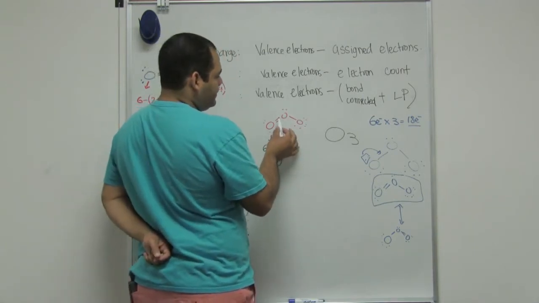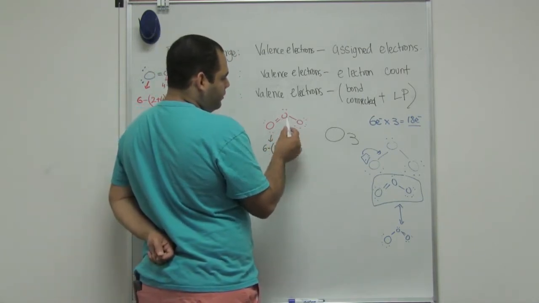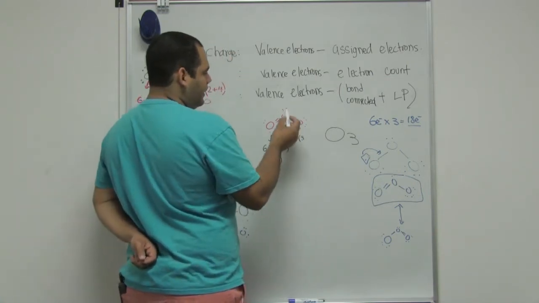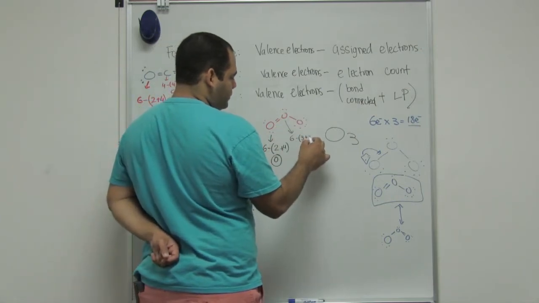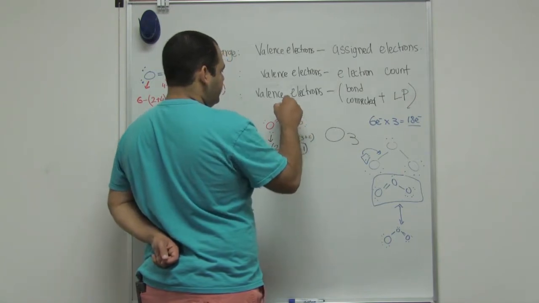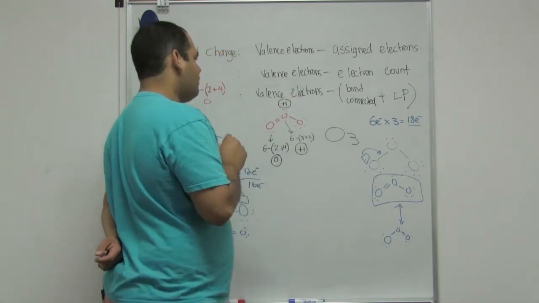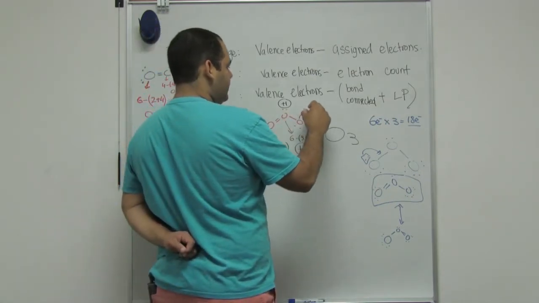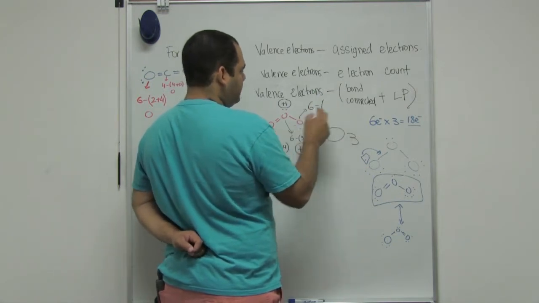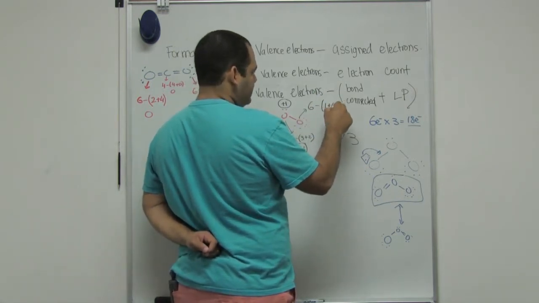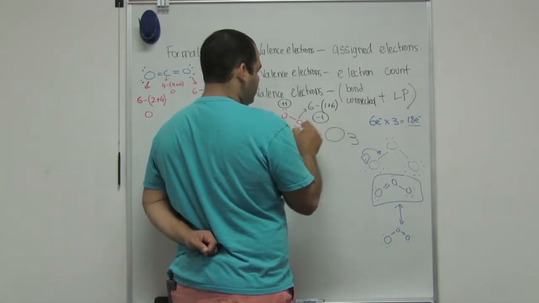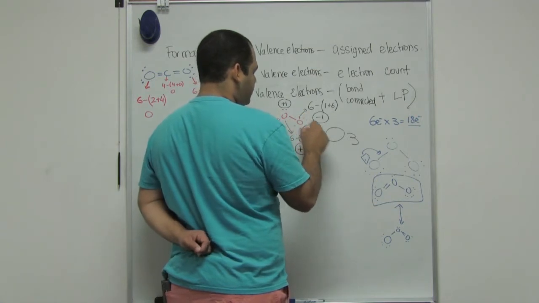This guy here has 3 connections. So 6 valence electrons, minus 3 connections, plus 2 electrons that are a lone pair. So I have a plus 1. This guy has a plus 1 formal charge. This guy here has 6 valence electrons minus 1 connection plus 6 electrons in lone pairs, giving me a minus 1. So this guy has a minus 1 charge.